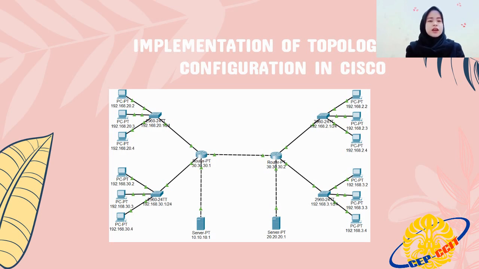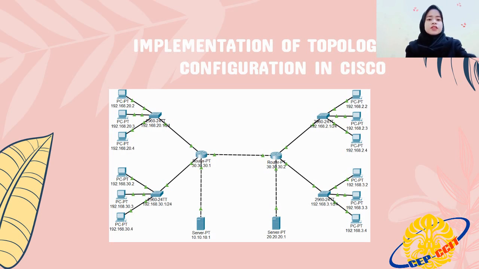The third switch has the default gateway 192.168.2.1, and the IP of each PC is 192.168.2.2 to 192.168.2.4. The fourth switch has the default gateway 192.168.3.1, and the IP for each PC is 192.168.3.2 to 192.168.3.4.